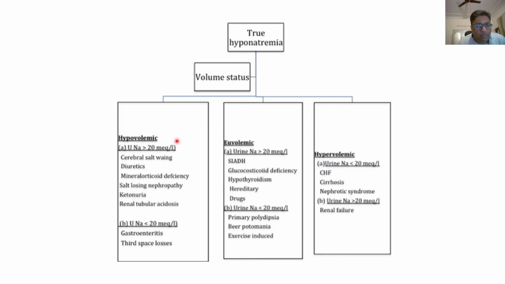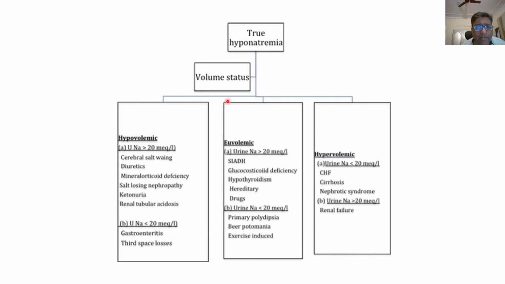However, with problems of the kidneys, urine sodium will be inappropriately high, more than 20 milligram per liter. A common condition that we have discussed is cerebral salt wasting. If we have given diuretics, or there is mineralocorticoid deficiency, again, sodium will not be retained. Also salt losing nephropathy, ketonuria, RTA, renal tubular acidosis.